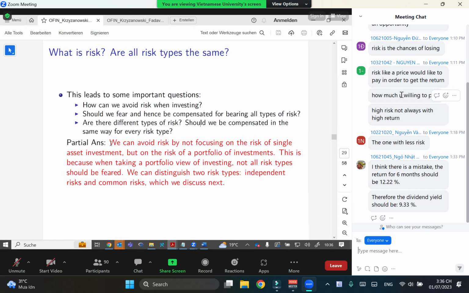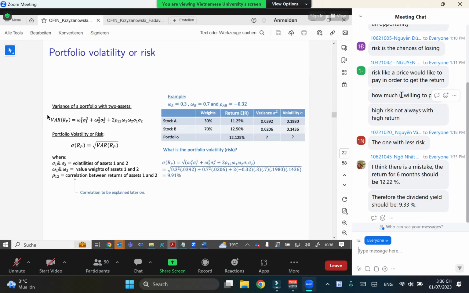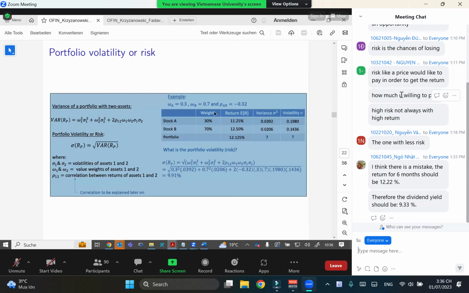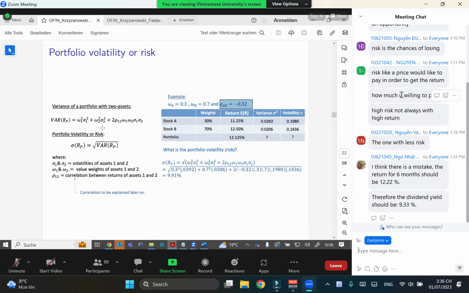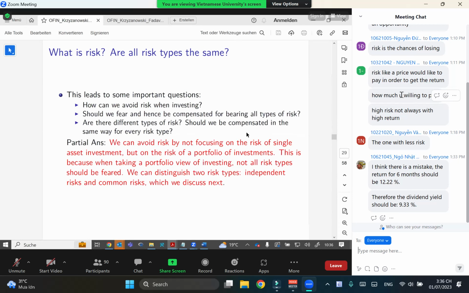Partial answers, as already indicated: we can avoid risks by not focusing on the risk of single asset investments, but by making portfolio investments. That's what we did here when we calculated the risk of the portfolio, taking into account the correlation between the stocks. We did this in a mathematical way for this one example, and you can check it yourself. If you take the weighted average of the individual standard deviations, you will get a higher number than the risk of the portfolio. We will see it later in more detail, but we already covered this in the first parts.